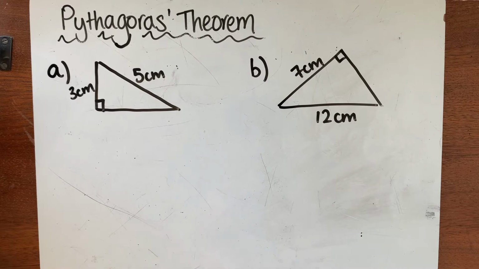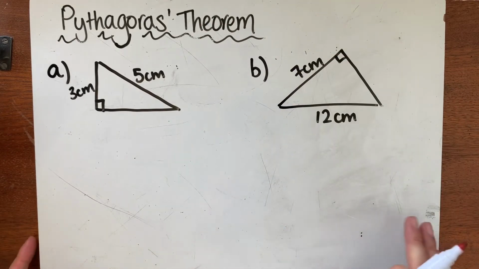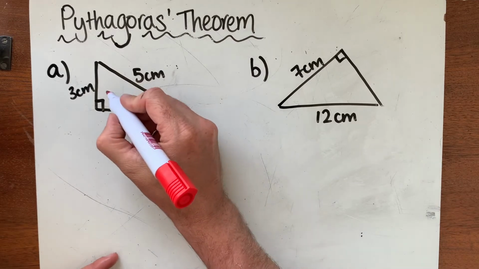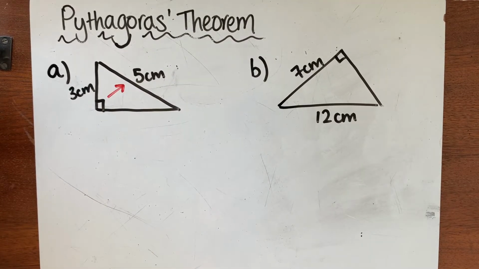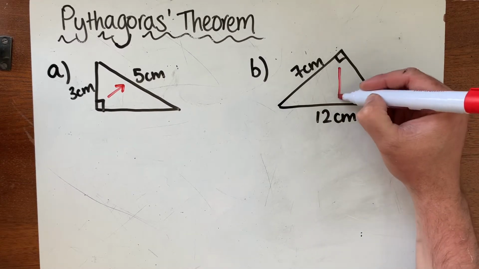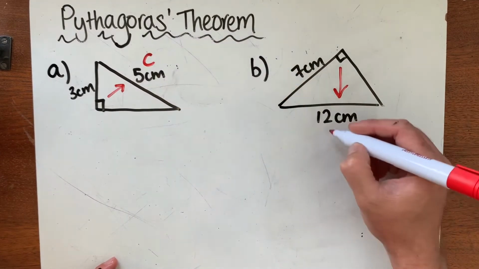First thing we're going to do is exactly the same as the previous video. We are going to label our sides. We are going to start by labeling the hypotenuse. Now the hypotenuse, remember from the previous lesson, is always across from the right angle. So here is the hypotenuse in this first example, and here is the hypotenuse in the second example. The hypotenuse, remember, is always going to be called C. So this is side C.